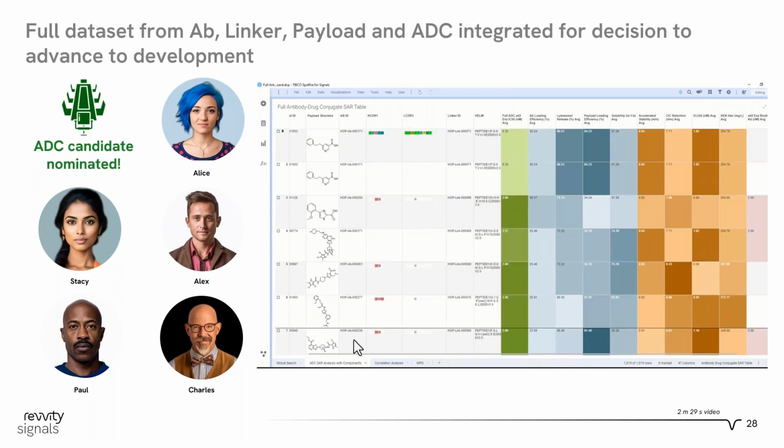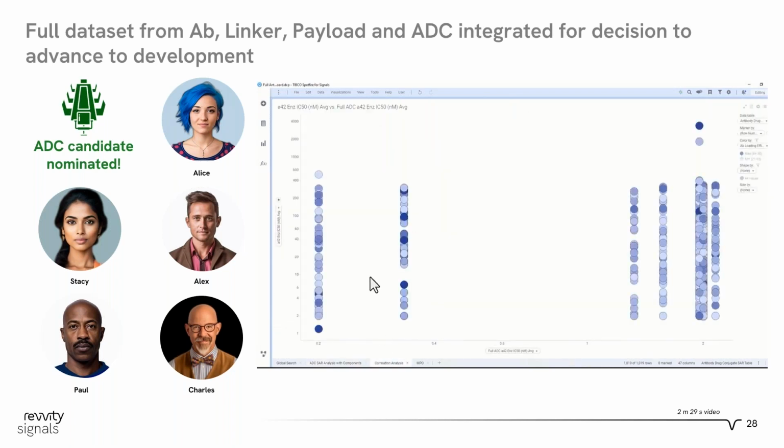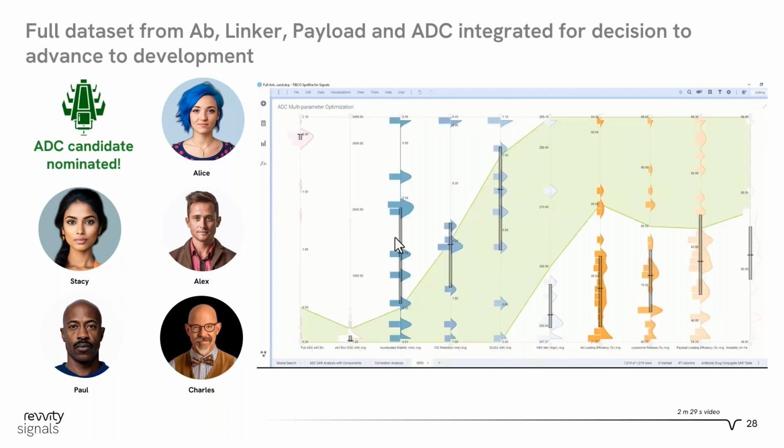Comparing the payload versus the antibody drug conjugate might be really interesting, looking at the correlation analysis between the original payload test and the antibody drug conjugate. We can look at various different aspects of that. But most importantly, as I previously mentioned, this is the multivariate space where we really need a tool that looks at multi-parameter optimizations.